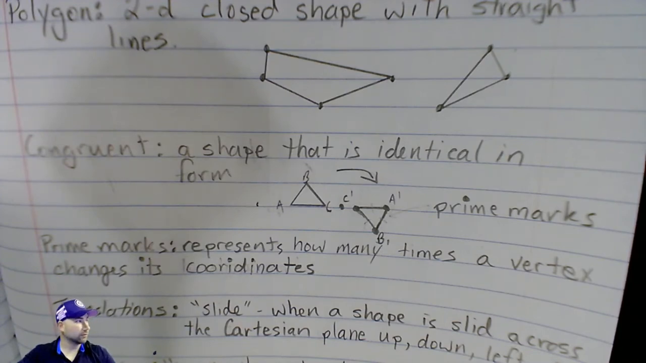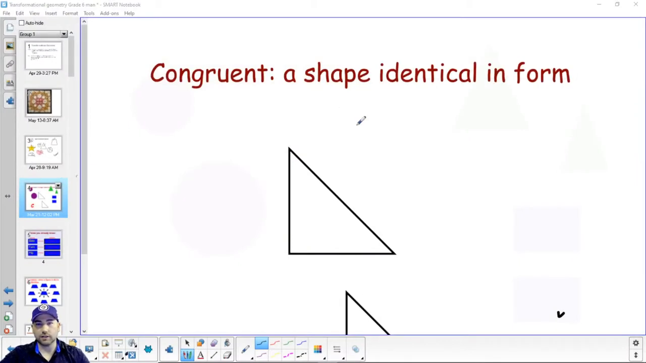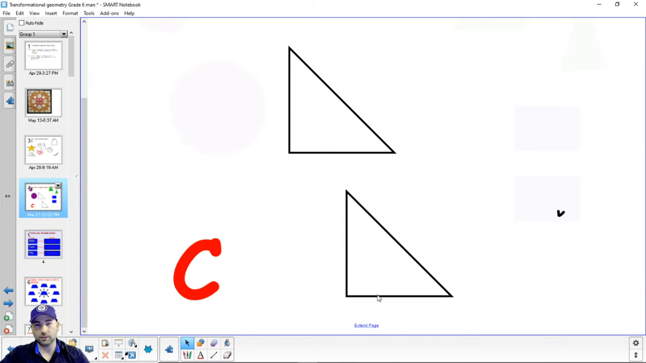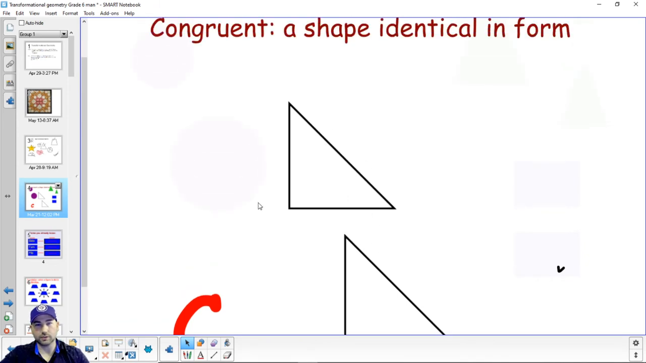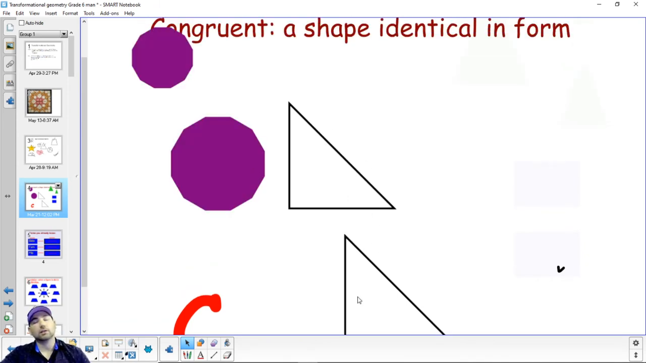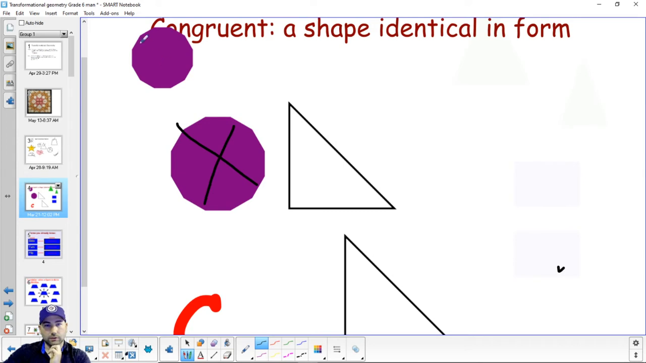I'm going back to the original page. Congruent, a shape identical in form. So these two here, are these congruent? Yes, that is an exact copy of this right angle triangle. They are the exact same, congruent. Just because they are moved away from each other doesn't change anything. They are congruent. So let's take a look at these two. Are those congruent? They are not congruent because one is larger than the other.